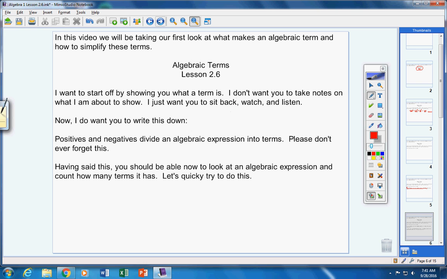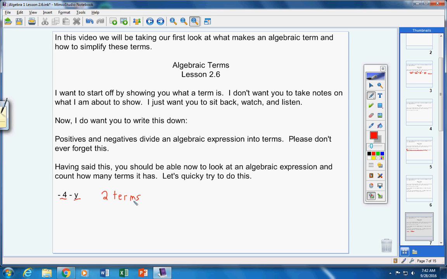Let's quickly do this, okay? Copy this first problem in your notes. I would like you to tell me how many terms are in this expression. Well, I see a term here, then a negative sign, then a term here. So this expression has two terms.